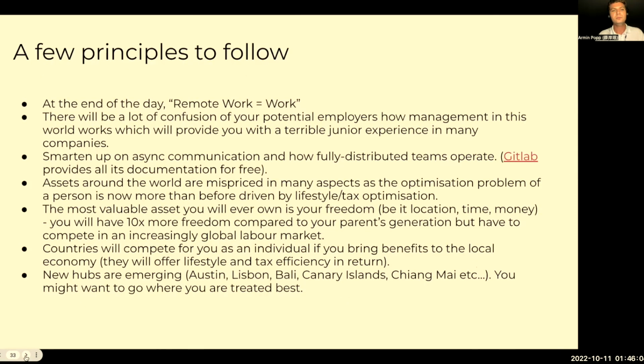Okay. And a few recommendations: because we are in this transition phase, your potential employers and management will be terrible for your junior experience in many companies, because people don't know what they are doing right now. But at the same time, you should really embrace this and study how this works and how this trend is playing out. I also linked the GitLab documentation, which is a good start, in the presentation as well.